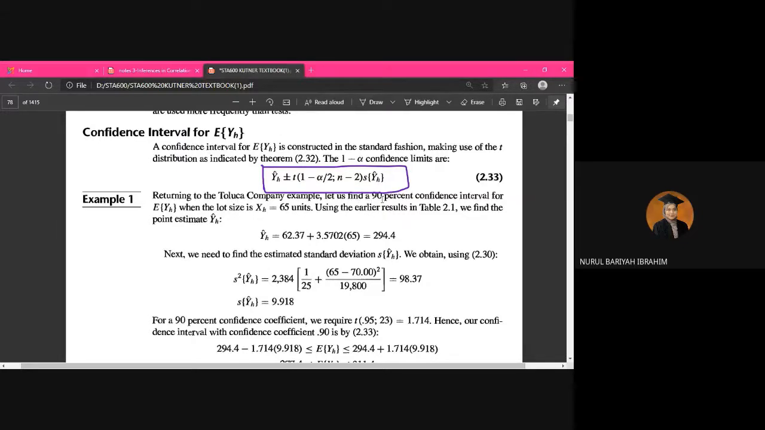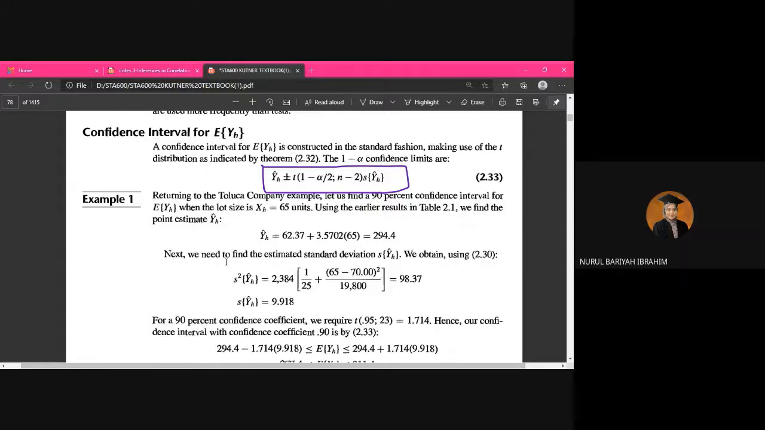Okay, let us find 90% confidence interval for the mean response when the lot size, which is level of X, is 65 units. Using the earlier results, we find the point estimate. Okay, using the earlier result of the regression equation, and from that we can have the equation of the mean response. Then we replace in the formula 65 here, which is the level of X, then we'll get 294.4.